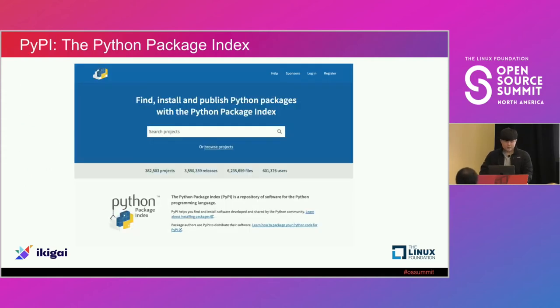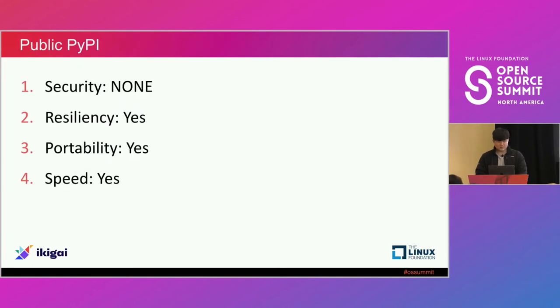So I'm going to talk about public PyPI first. Public PyPI is where you download your stuff if you just pip install something. I'm going to spend really quick time on it. Security: nothing. Everybody can see what you upload, and everybody can download everything. So if you want to use anything that is specific to your company environment, anything proprietary, then this is not an option.